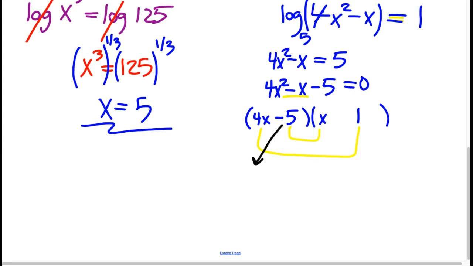So what makes that 0? Opposite of negative 5, which is 5 over 4. What makes that one 0? There's supposed to be a plus there. That's going to be a negative 1. Don't forget to check for extraneous.